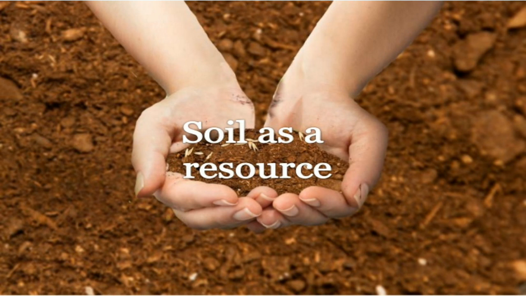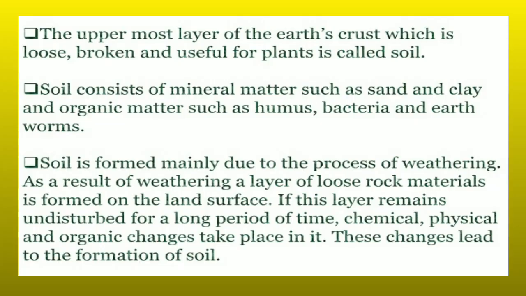Soil as a resource. As we know very well, the things which fulfill our needs are resources, and now we can understand how important a resource soil is. The uppermost layer of the earth's crust, which is loose, broken and useful for plants, is called soil. This is the definition of soil. Now, what material does soil consist of? Of mineral matter such as sand and clay, and organic matter such as humus, bacteria and earthworms.